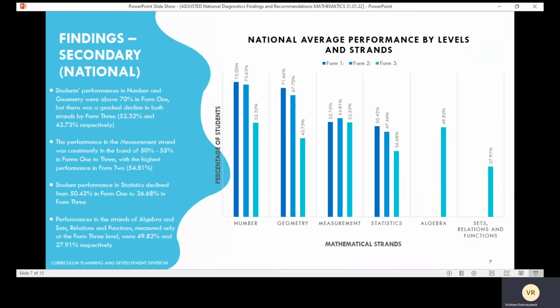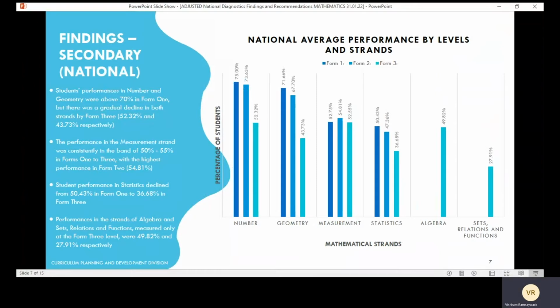Here are the findings for the secondary level. The graph is based on the national average performance by levels and strands. On the horizontal axis, you will see the strands taught at the secondary school: number, geometry, measurement, statistics, algebra, sets, relations, and functions, up to the Form 3 level.